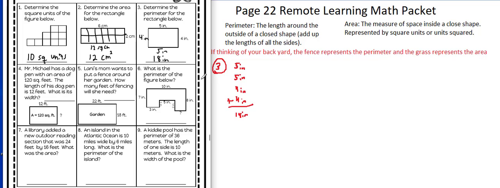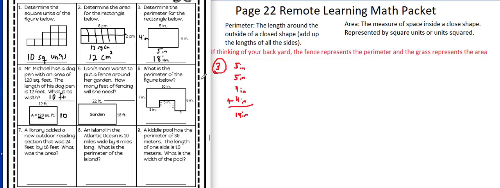Number 4, Mr. Michael has a dog pen with an area of 120 square feet. The length of his dog pen is 10 feet. What is the width? Okay, so basically, what am I going to multiply 12 by to equal 120? Well, look at it. It's a basic fact. What would I multiply 12 by to equal 12? Well, I'd multiply it by 1, and we just have to have the 0 to put on the end.